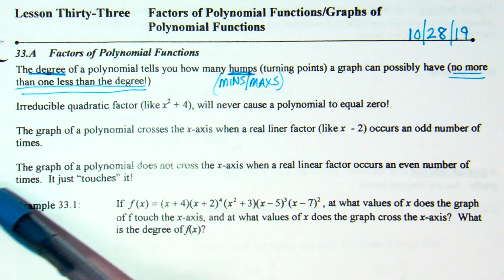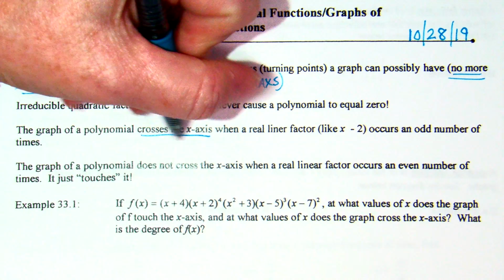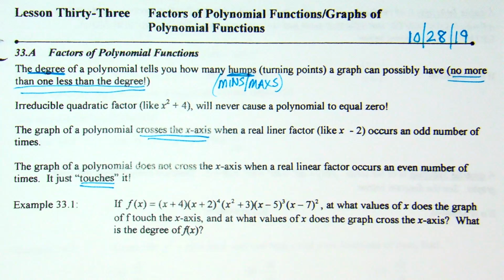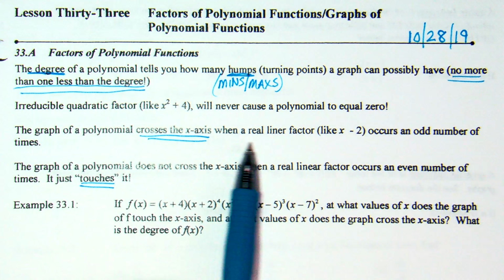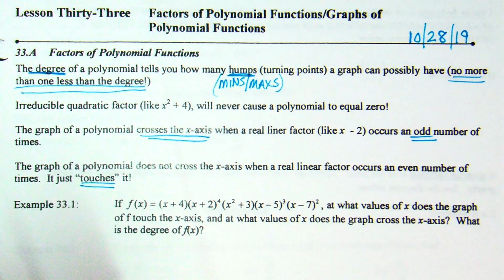Okay? The graph of a polynomial. Okay, guys, do you remember the difference between crossing the x-axis versus touching the x-axis? I just taught this in pre-cal not too long ago. Yeah, it has to do with powers. The graph of a polynomial crosses the x-axis when some real linear factor, such as x minus 2, occurs an odd number of times. So if it's x minus 2 the first, the third, the fifth, the seventh, that graph is going to cross through at that point x equals 2.